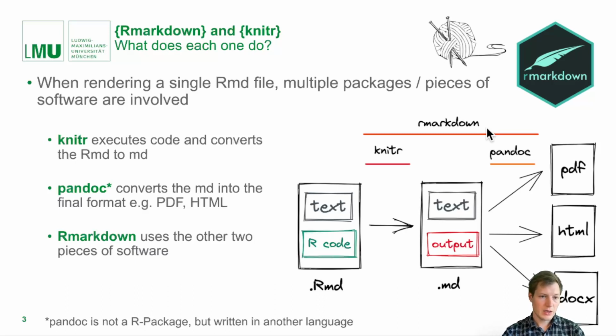Then Pandoc, which is the next step, converts the Markdown into the final format that can be PDF, HTML, and many, many more. But these are usually the ones we're mainly using, and our Markdown just sits on top. And now onto some other packages that exist in the Rmarkdown ecosystem.